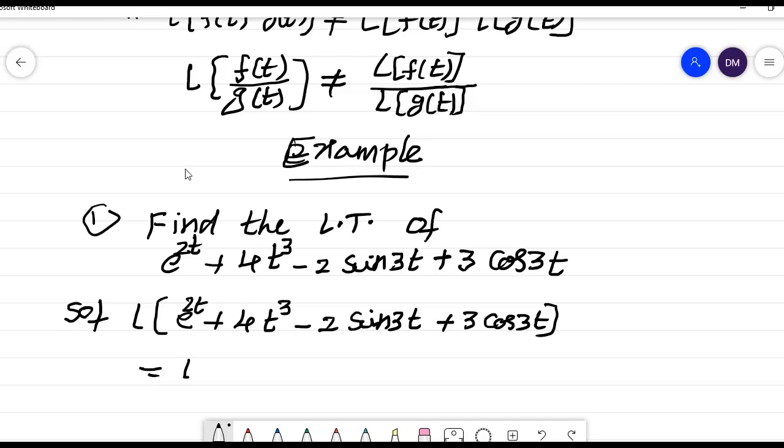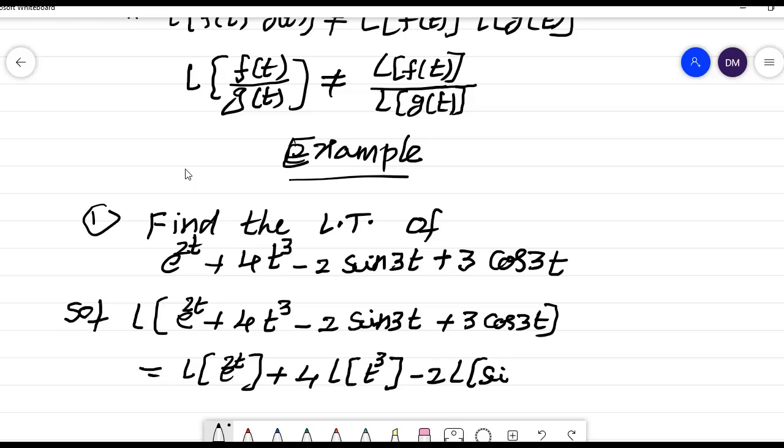Means what we will write? We can write this one as L of e power 2t plus 4, where 4 is a constant, keep it outside the Laplace transform. L of t cubed minus 2, constant, keep it outside, L of sin 3t plus 3, constant, keep it outside, 3 into L of cos 3t, right? Now what is the next step?